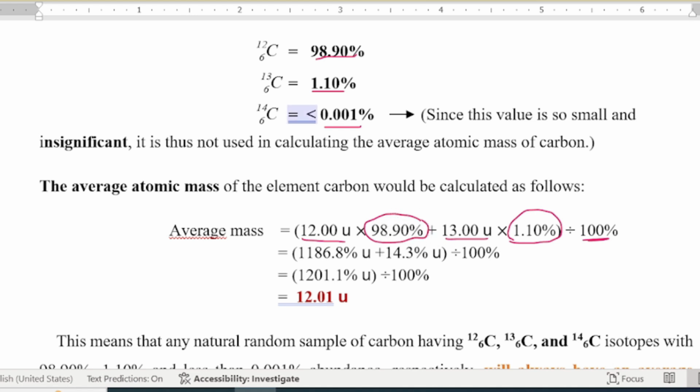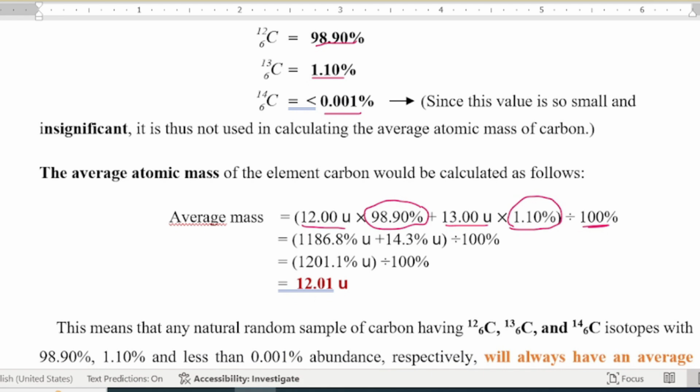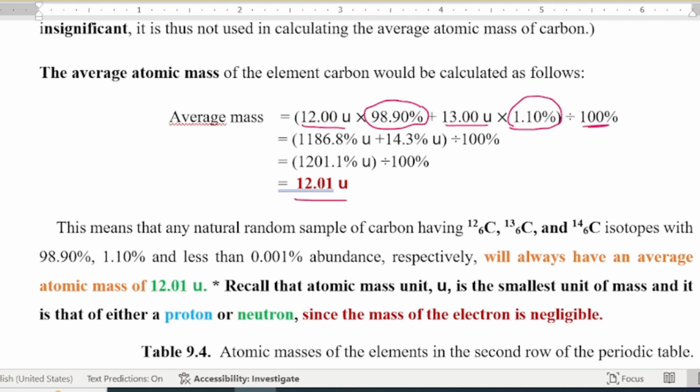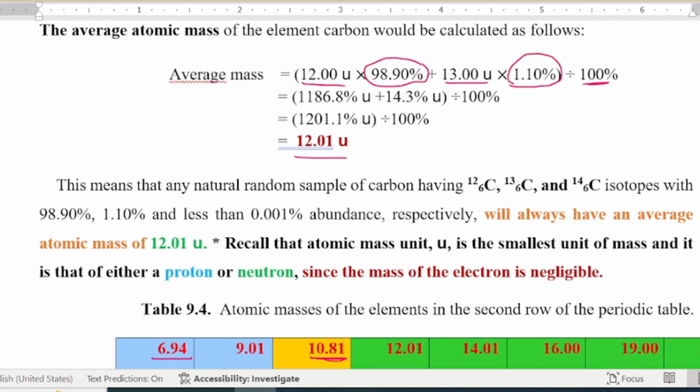Then you add that to the mass for this one, which is 13.00 U times its percentage abundance. But because this is not significant, we leave that out of the calculation, and then you divide whatever you get here by 100%. And in the end, you'll end up with 12.01 U or AMU. Okay, so that is how we find the average atomic mass of one particular element. You can use the same strategy for finding that for all the other elements that have isotopes.